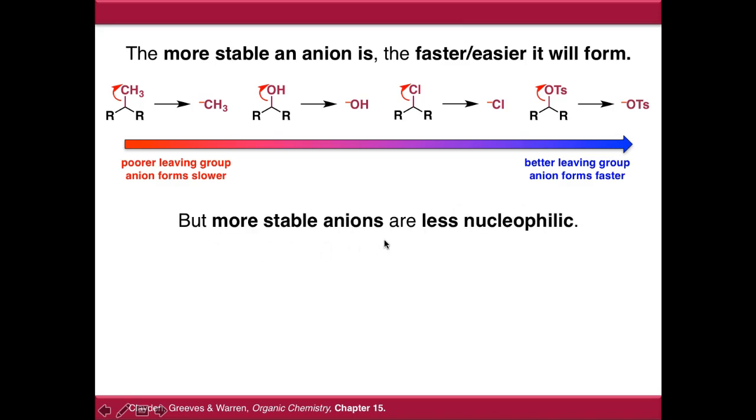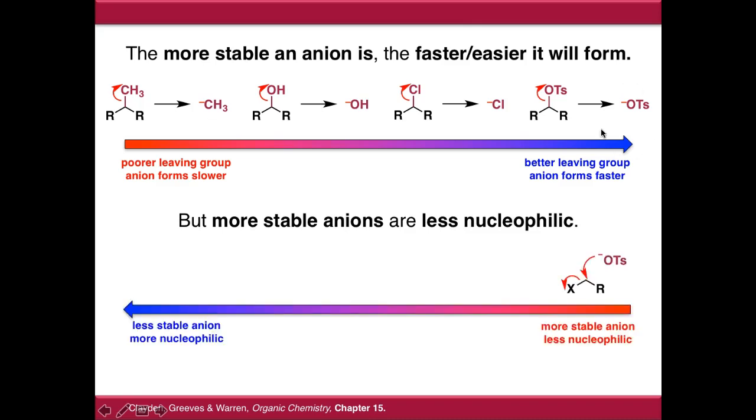So more stable anions are less nucleophilic. Methyl is a very poor leaving group, whereas tosylate is a very good leaving group. But CH3- is an incredibly strong nucleophile, whereas tosylate is not a very strong nucleophile. If we follow the trend back, the more stable the anion is, the less nucleophilic it is, and we can move back down the trend from tosylate to chloride to hydroxide to CH3-. Nucleophiles that are CH3- equivalents include things like Grignard reagents, which are incredibly powerful organometallic nucleophiles.